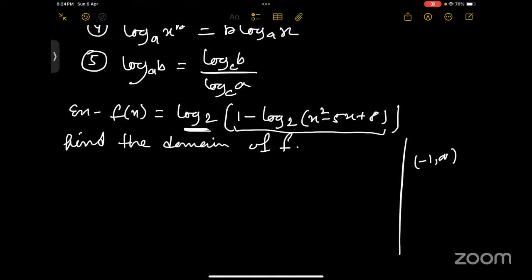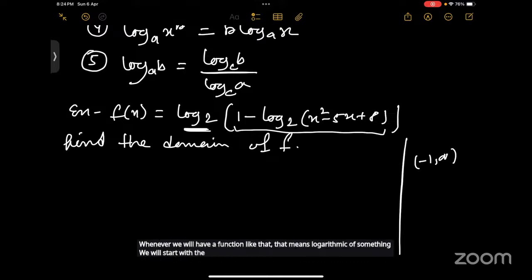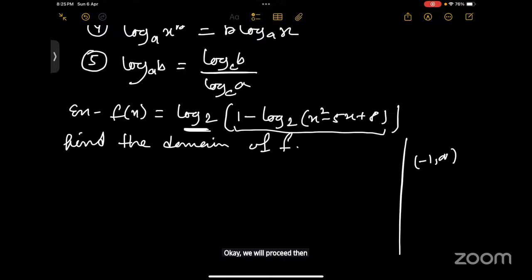Whenever we have a function like that, that means logarithmic of something, we will start with the outer log, okay? Because we know that the domain of this outer log can never be less than 0, right? So with this hint, we will start, okay? We will proceed, then step by step, we have to come to x.